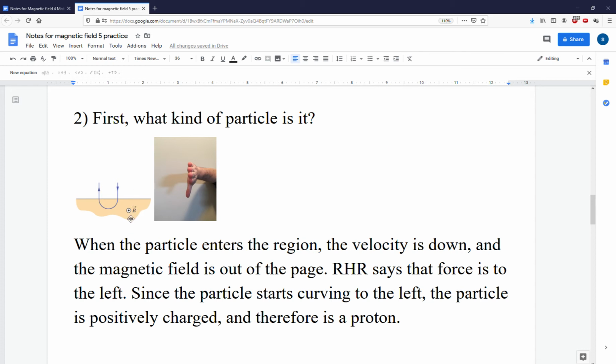Also, the magnetic field is pointed out of the plane. So if we hold our hand so that our thumb is in the direction of motion, downward, and our fingers are pointed in the direction of magnetic field toward us, and please note that this is going to be a little awkward to hold your hand this way, we can see that the force should be to the left. Since the particle is accelerating to the left, that means that this particle is positively charged. And being positively charged, it is a proton.